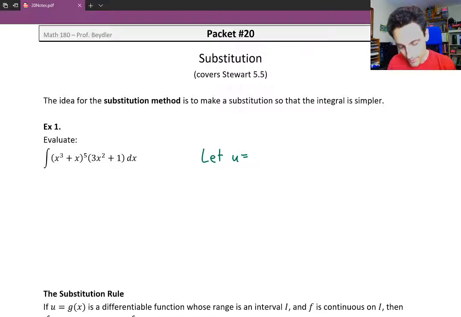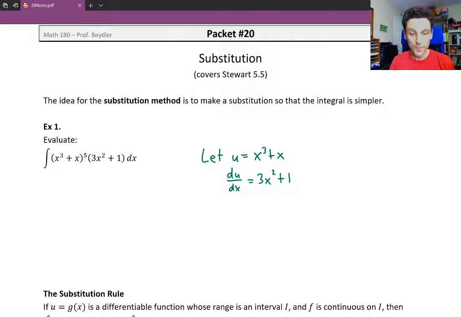So we're going to let u, which is what we used for our chain rule, you might remember. That was like an inner function. We're going to let u equal x cubed plus x. That's a function that's inside this 5th power function. Now what we're going to do is take the derivative of u with respect to x. So we'll have 3x squared plus 1.